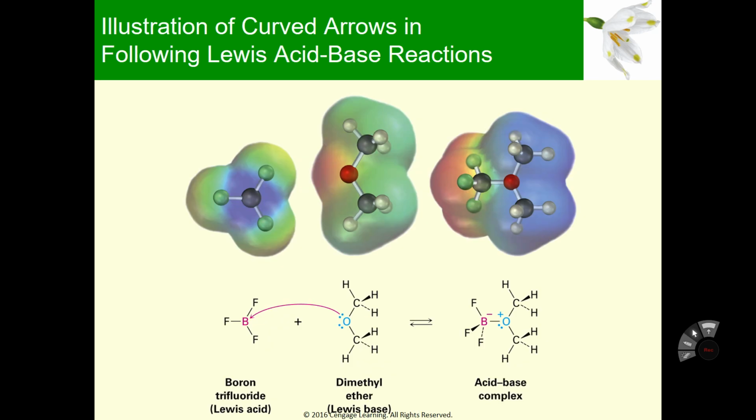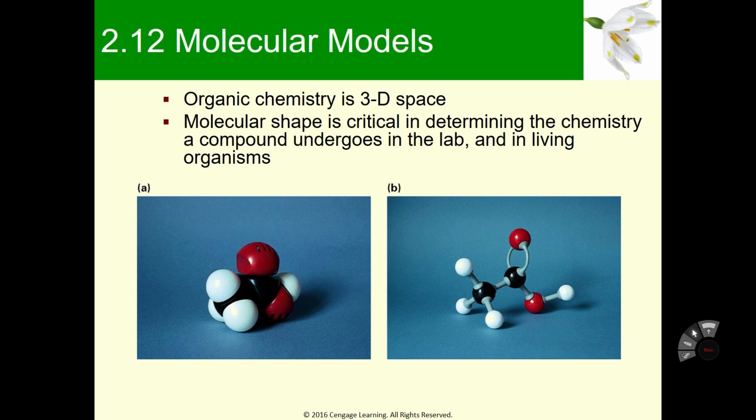Here is an example. PF3 is a Lewis acid, and diethyl ether has two pairs of non-bonding electrons on the oxygen, and behaves as a base, right? So it can undergo acid-base reactions and make a complex. That's the salt, right? There are some molecular models which can easily explain the special relationship of atoms in molecules. Easy to understand.